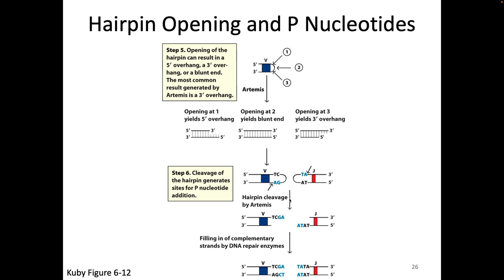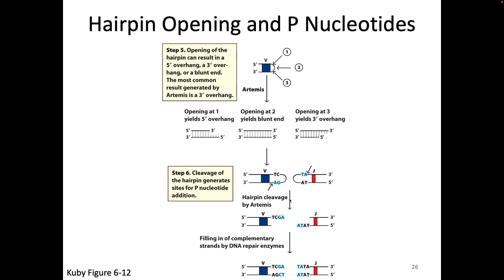Artemis has a problem. Artemis is going to cut open this hairpin. It's going to cut a hydroxyl phosphate bond. Artemis does not know which is the bond. Artemis can't tell the difference between this bond and this bond and this bond and this bond and this bond.